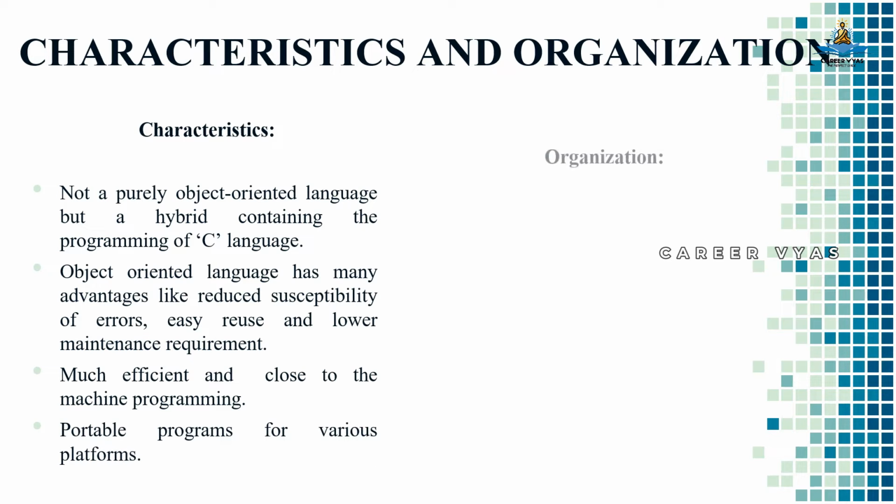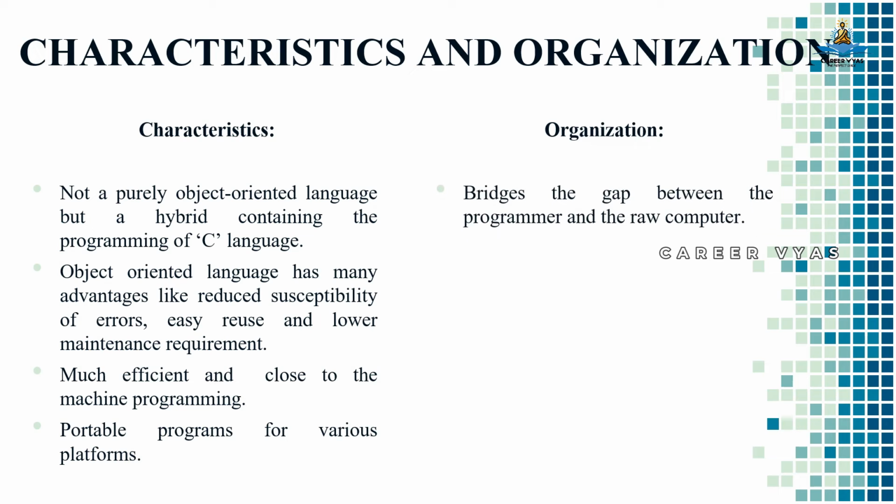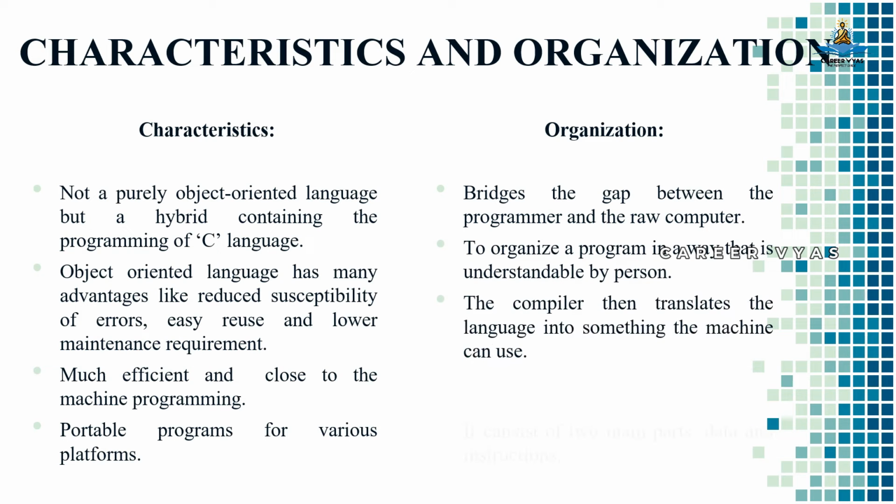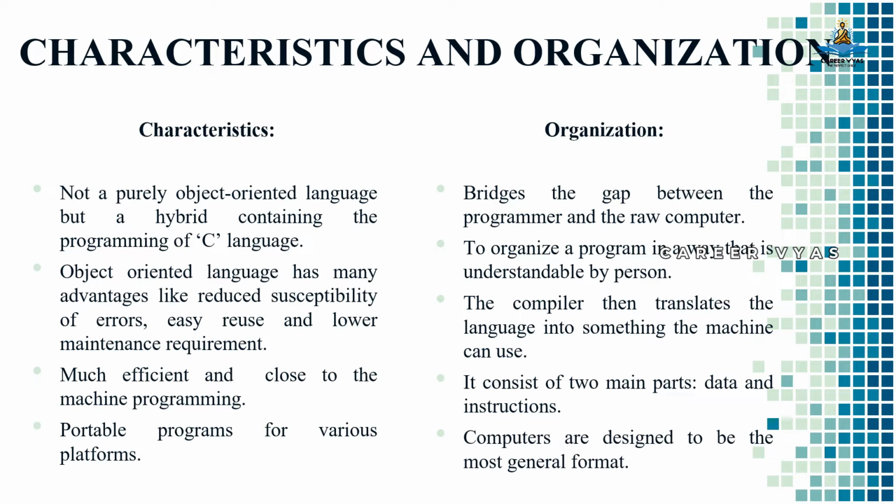Coming to the organization of C++ language, it bridges the gap between the programmer and the raw computer to organize a program in a way that is understandable by a person. So it increases the understanding capacity. The compiler then translates the language into something the machine can use. It consists of two main parts, which is data and instructions. Computers are designed to be the most general format.